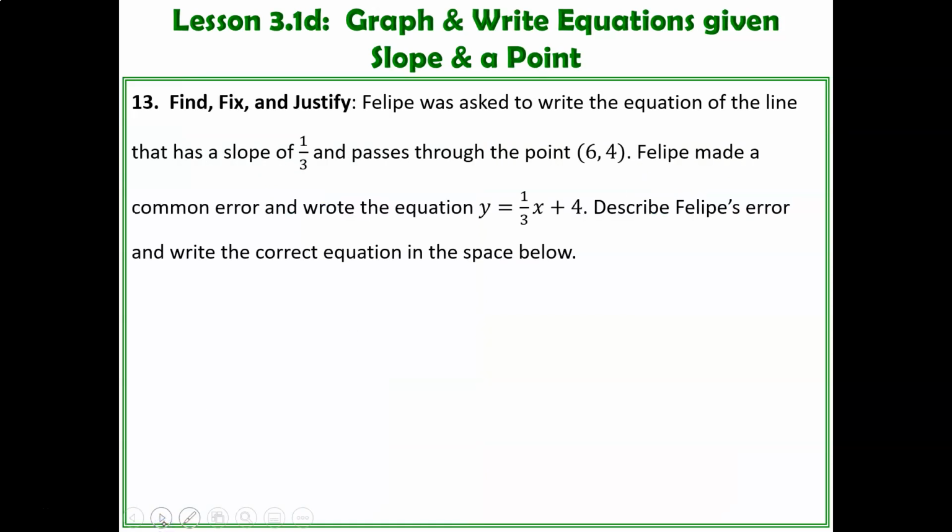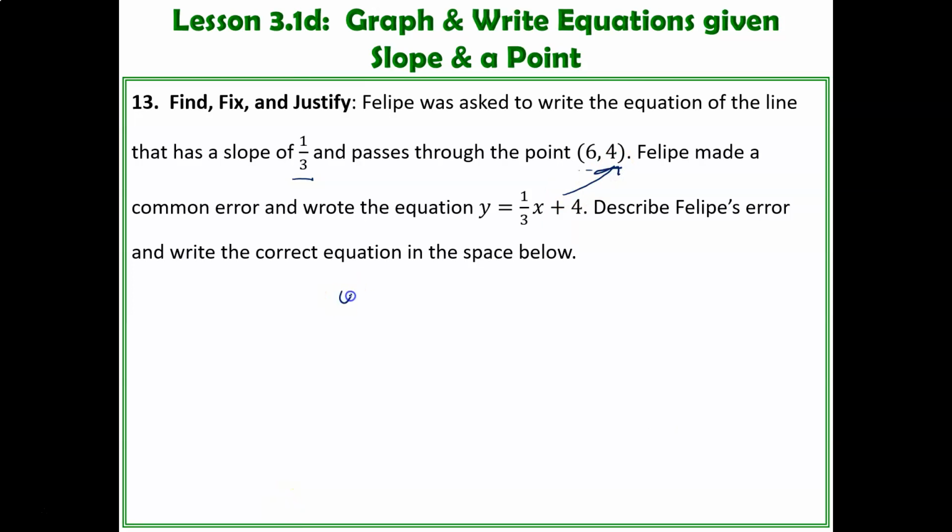All right, let's do number 13. Find, fix, and justify. Philippe was asked to write an equation of the line that has a slope of 1/3 and passes through the point (6, 4). Philippe made a common error and wrote the equation y equals 1/3 x plus 4. What did he do wrong? Well, what he did wrong is he just plugged in the y coordinates for the y-intercept. Those are not the same thing.